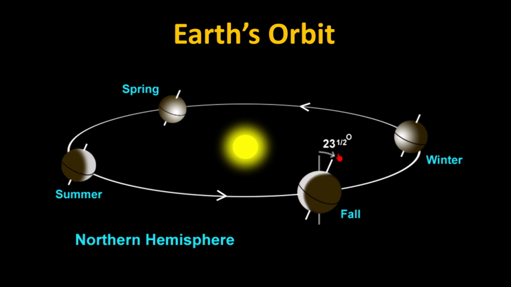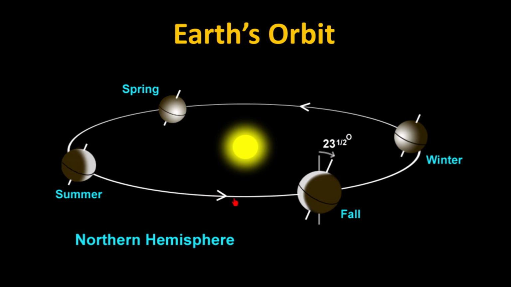Now, the 23.5 degree tilt is always the same. So even if the Earth moves over here, it is still a 23.5 degree tilt. Over here, it is still tilted 23.5 degrees. Over here, it is still tilted 23.5 degrees. That's really important to know, that the tilt always stays the same.